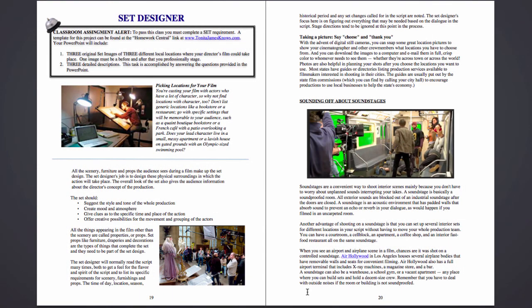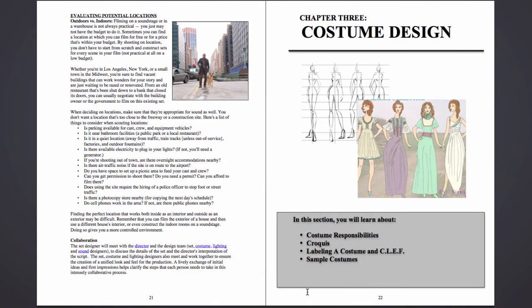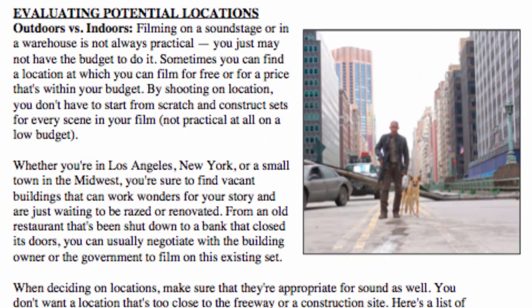In addition to soundstages, there are a number of outdoor locations that can also be used. Filming on a soundstage or in a warehouse is not always practical. You may not have the budget to do it, so sometimes you can find a location at which you can film for free or for a price that's within your budget. By shooting on location, you don't have to start from scratch and construct sets for every scene in your film, because that's not always practical, especially on a low budget.